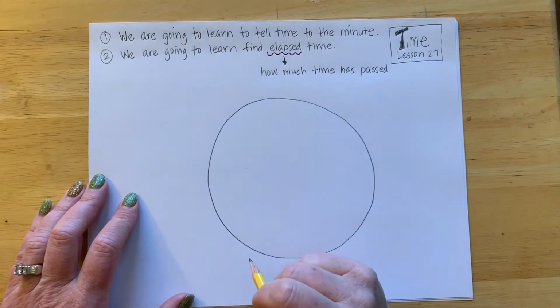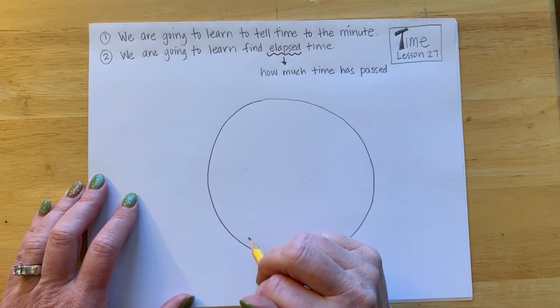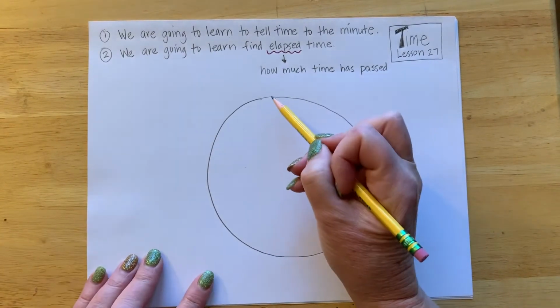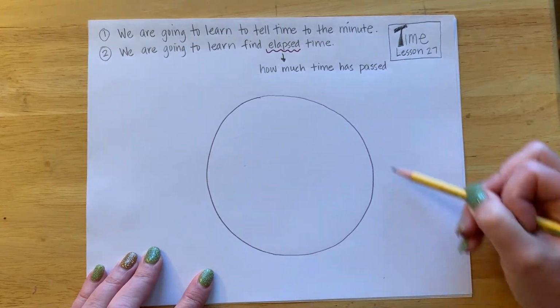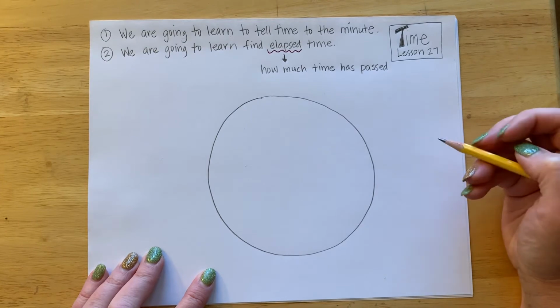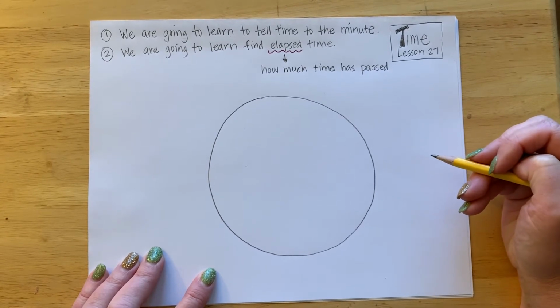Now, before we get started, I would like for you to try to remember what you know about a clock. So go ahead and take out your journal and draw a big circle and add all of the parts of the clock that you remember. Go ahead and pause the video while you do that.